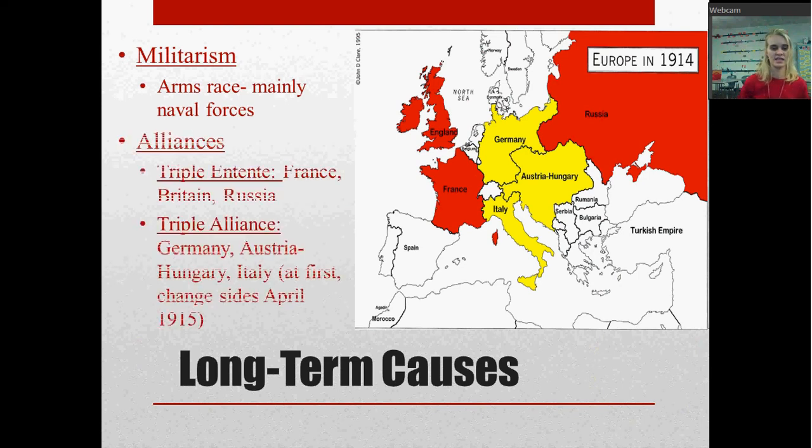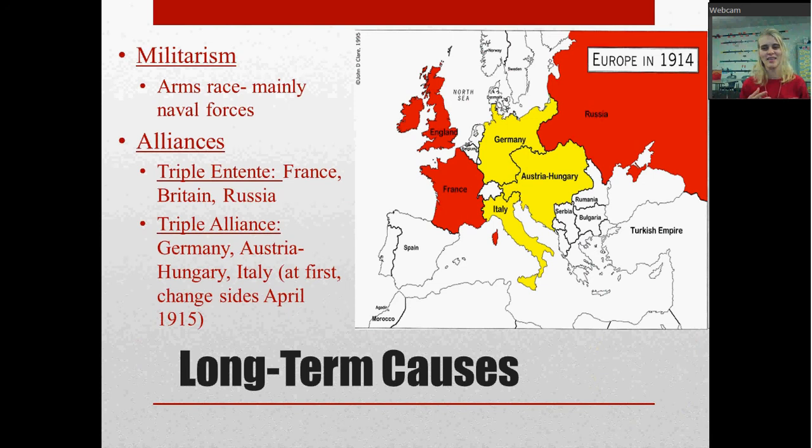The second is alliances. So there are two major alliances in Europe at this time. The first is the Triple Entente, and there are a lot of people in these alliances, but these are the big ones. So we've got France, Britain, and Russia. So these are going to be the Triple Entente here. The Triple Alliance is Germany, Austria-Hungary, and Italy. And Italy will actually end up changing sides in April of 1915. So after the war starts, they join Britain and France and Russia. But before the war, they are allied with Germany. Okay, so that's important to keep in mind as we're looking at these.